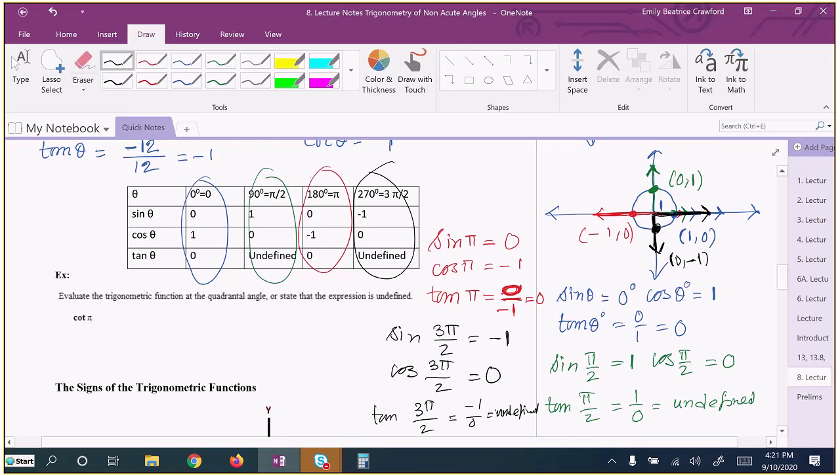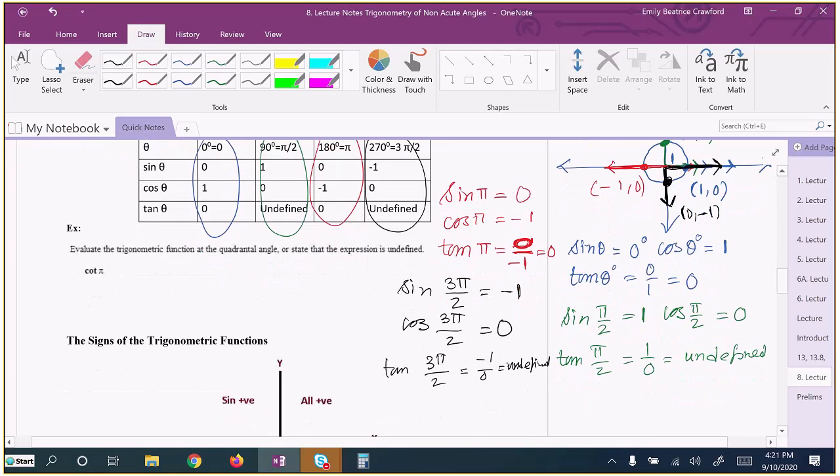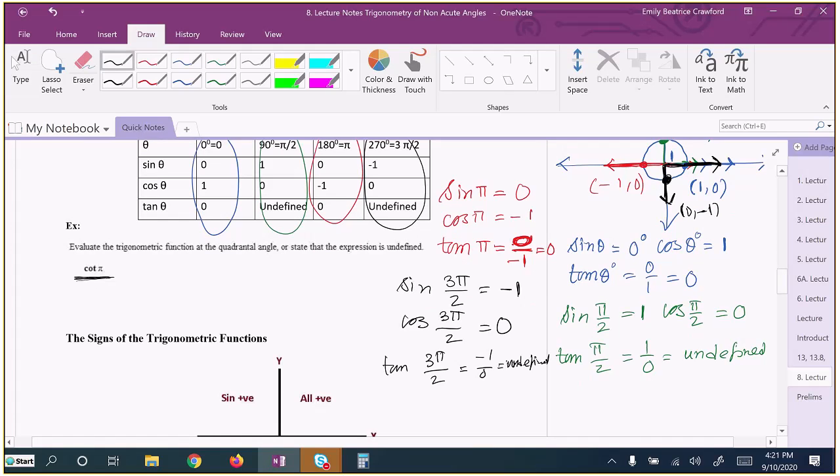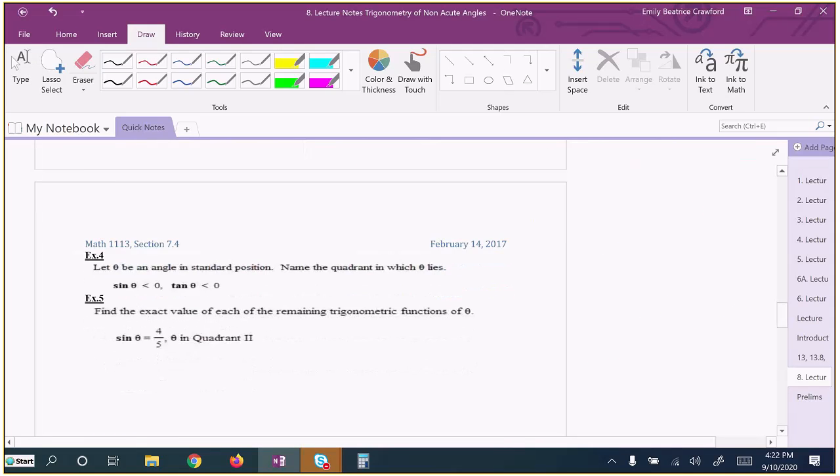So if the question now asks you how much is cotangent of pi, well, think about how much was tangent of pi. Tangent of pi was equal to 0, so cotangent of pi is going to be the reciprocal of that, so that will be 1 over 0. So this is going to be undefined. And this is how you can find the cosecant, secant, and the cotangent values for the quadrant angle just by taking the reciprocal. All right, so let's carry on.